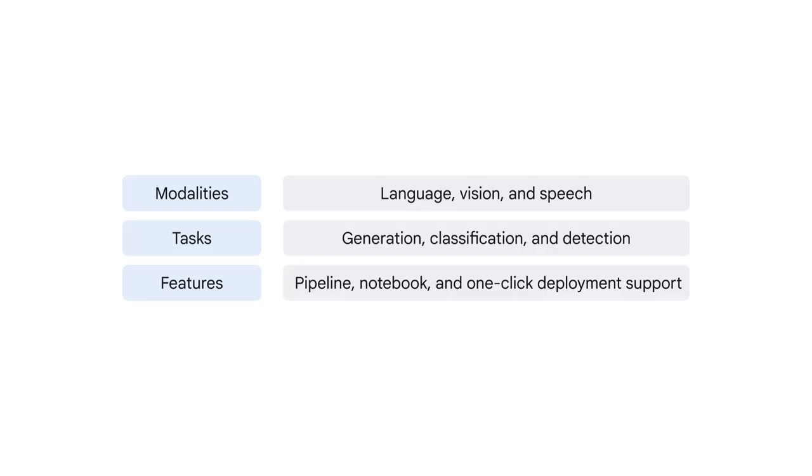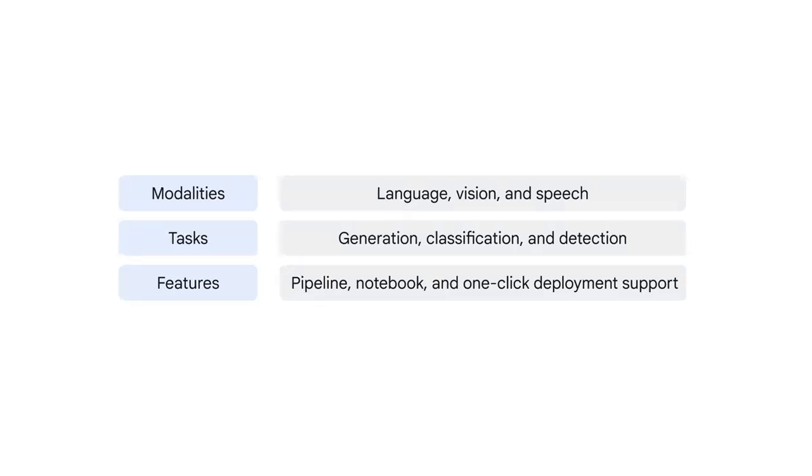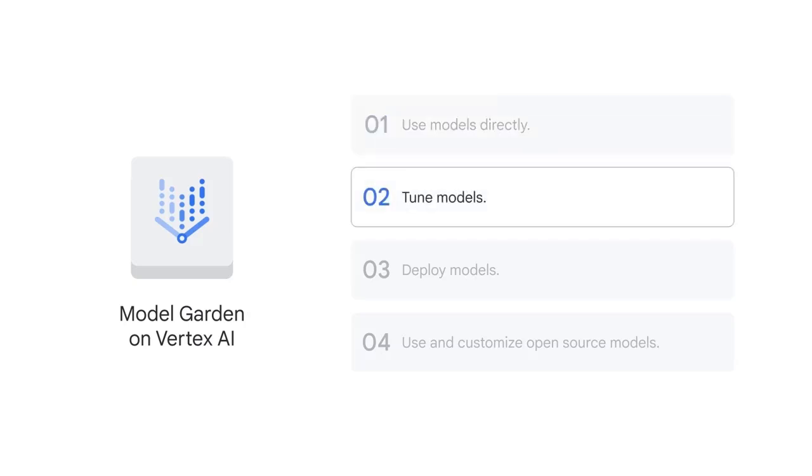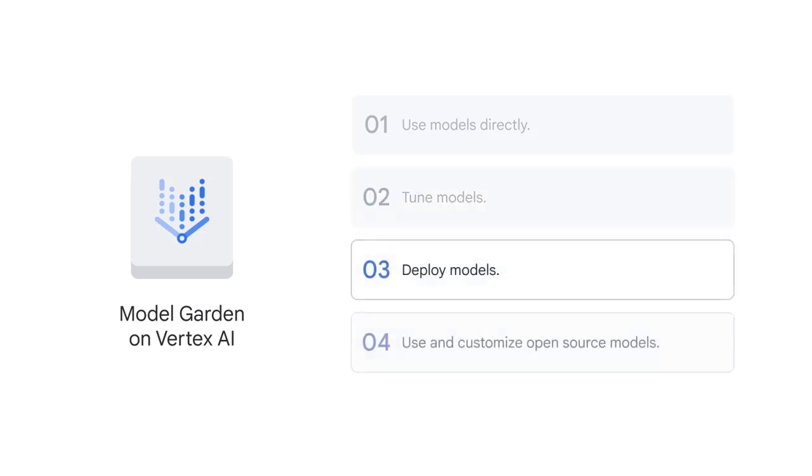They are modalities, such as language, vision, and speech, tasks, like generation, classification, and detection, and features such as pipeline, notebook, and one-click deployment support. With all these models to choose from, how can you start your workflow? Model Garden lets you use Google's foundation models directly through the Google Cloud Console with Vertex AI Studio or through code with pre-built APIs. Tune models in Generative AI Studio. Deploy models. Customize and use open source models.